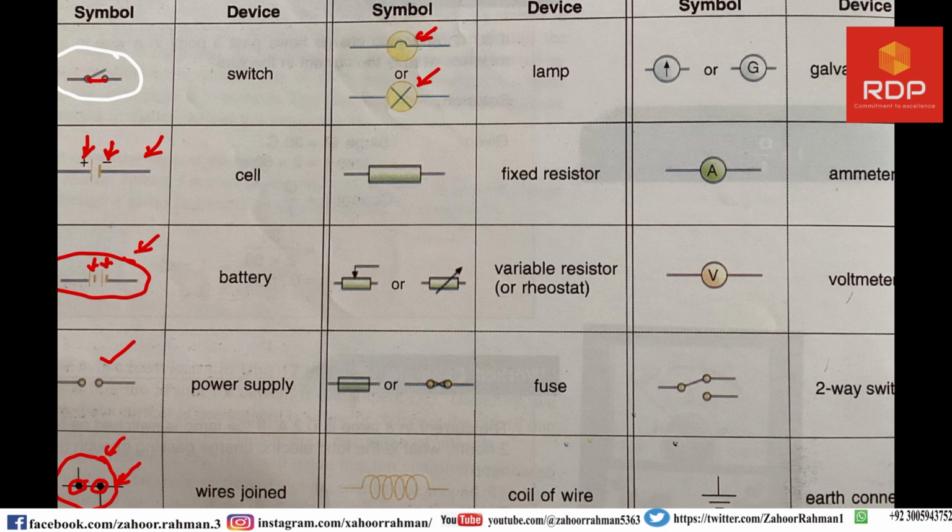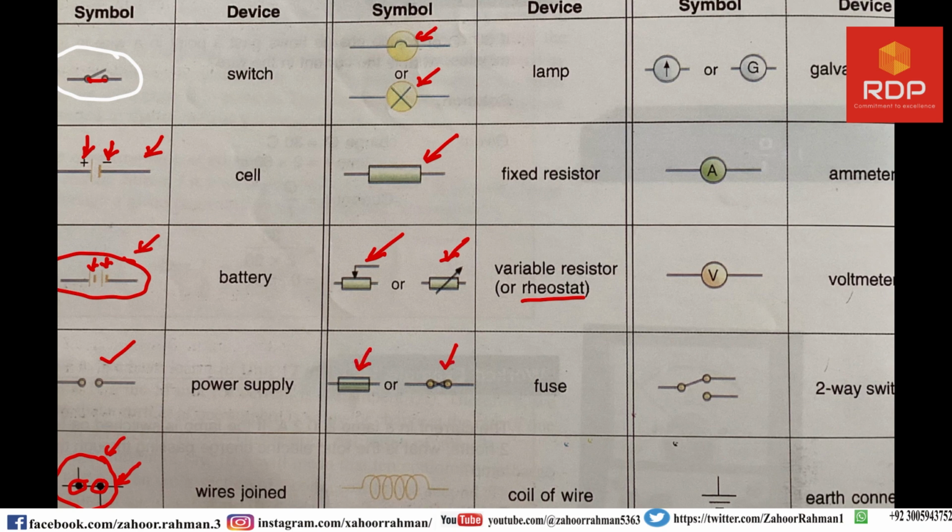Next is fixed resistors. There are two types of resistors. We will discuss that in greater detail in this course, but the symbol for a fixed resistor is this one, and for variable resistors these symbols are used. You will see the practical usage of these symbols. The variable resistor is also called a rheostat, and it is also written here as rheostat.